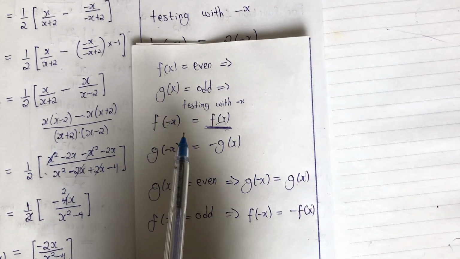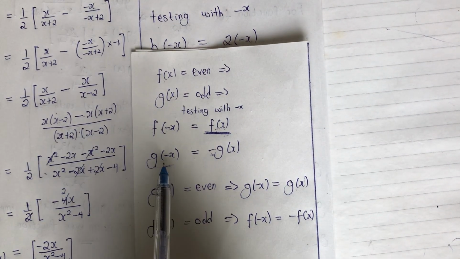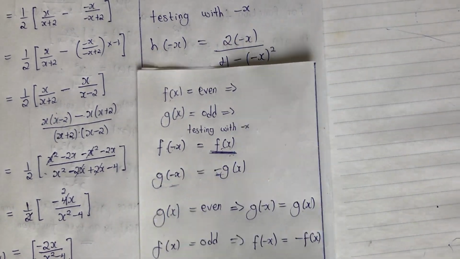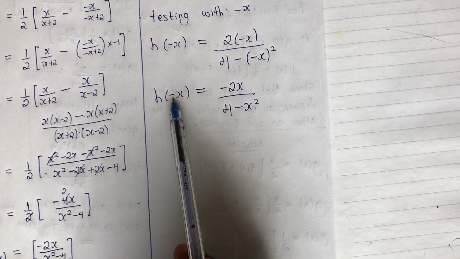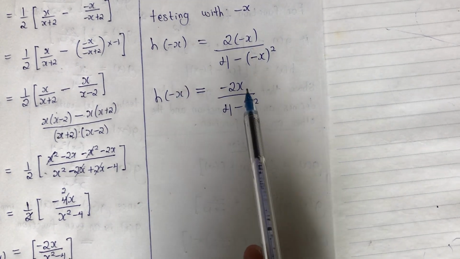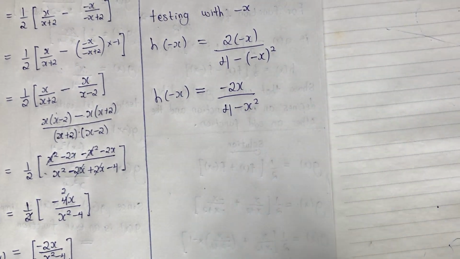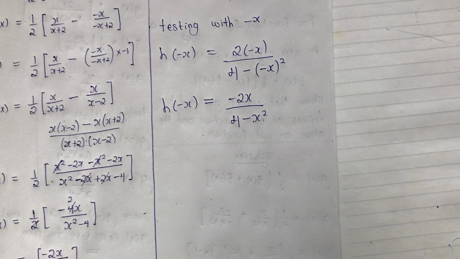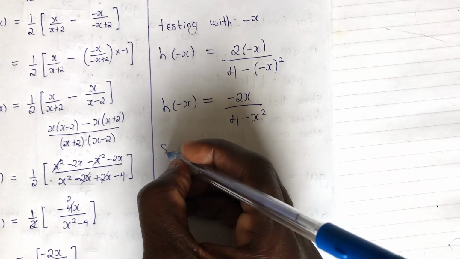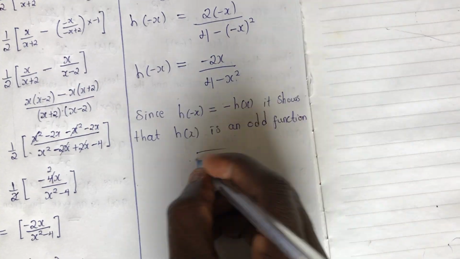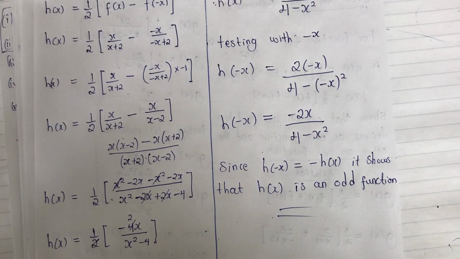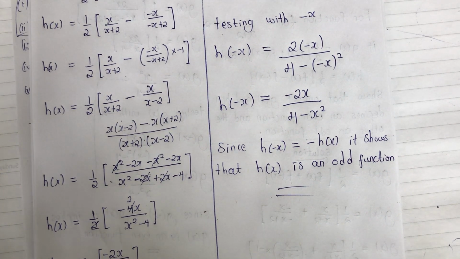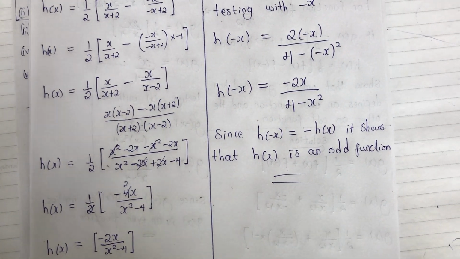When we tested for a function, when a function is odd, when you test with a negative x, it generates a negative function. So you realize that when you tested h of x with negative x, you got a negative function. This means the function is what? An odd function. So this is it. You have been able to test that the function is odd. The first one is even, h of x is what? Odd.